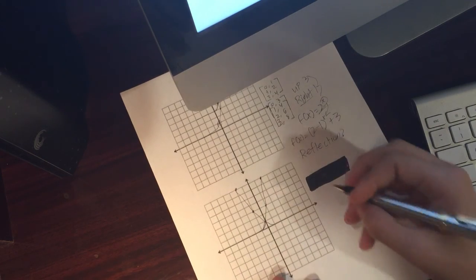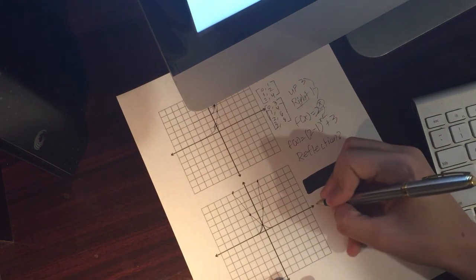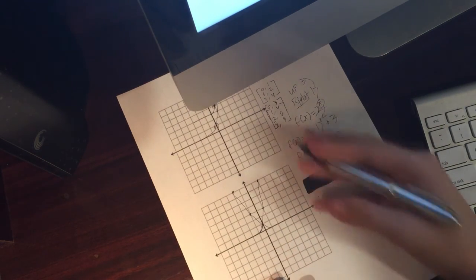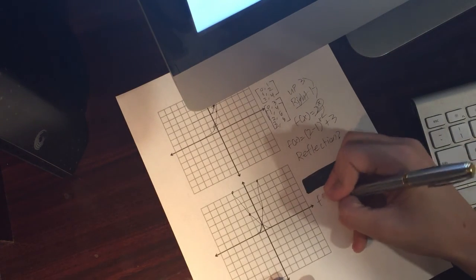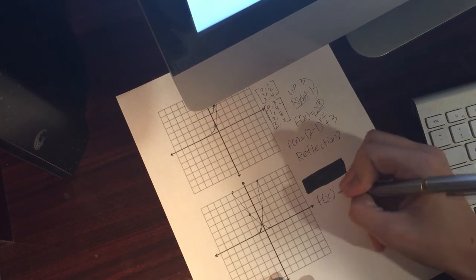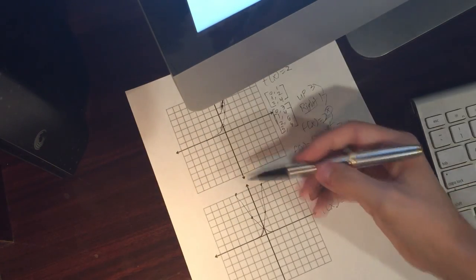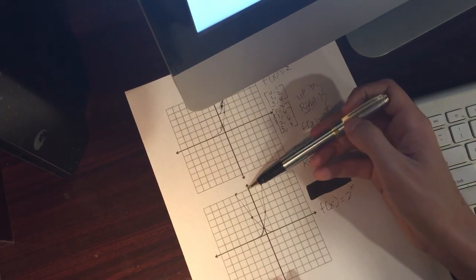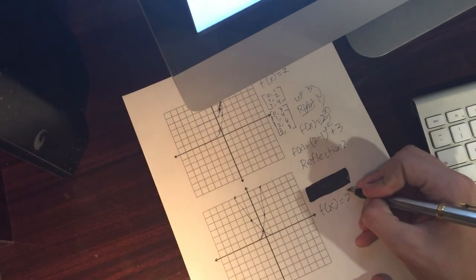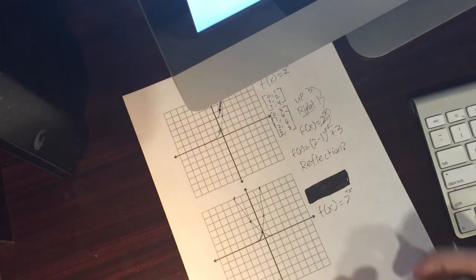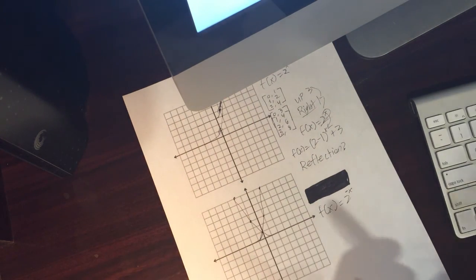All right, so when you have something like this, the parent function is going to be reversed. So instead of having f of x equals 2^x, all you have to do to flip it across the y-axis is to take that x and put a negative right there. That's all you have to do.